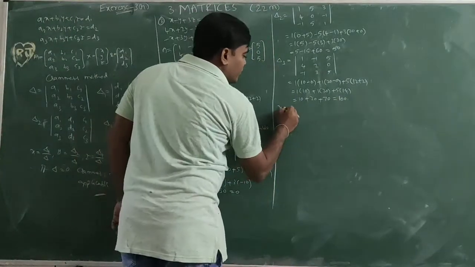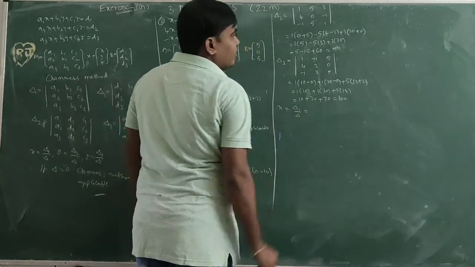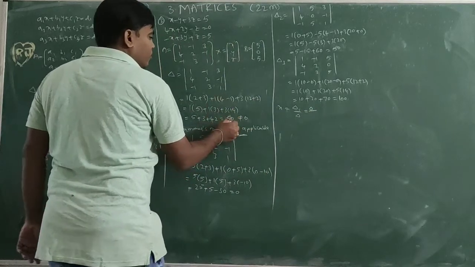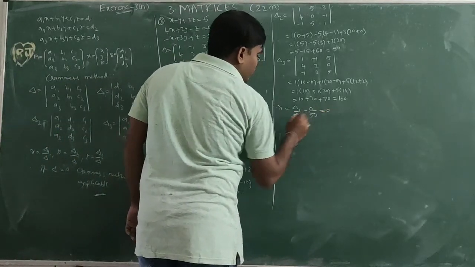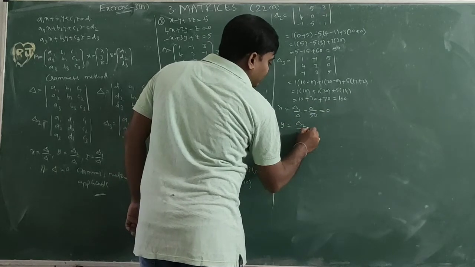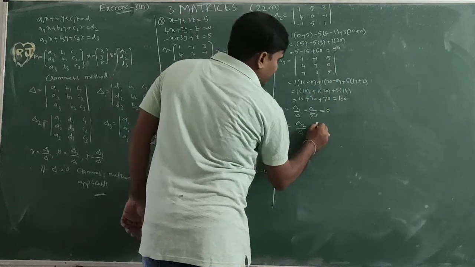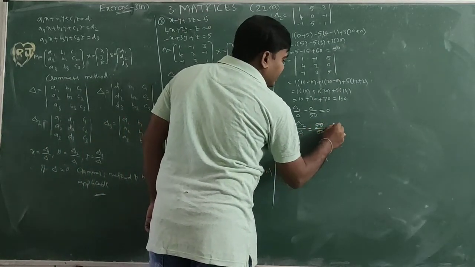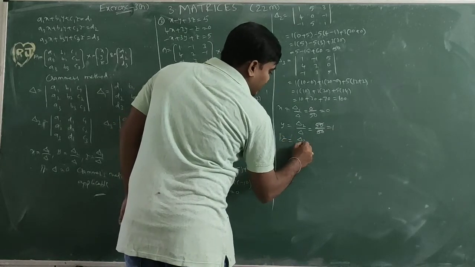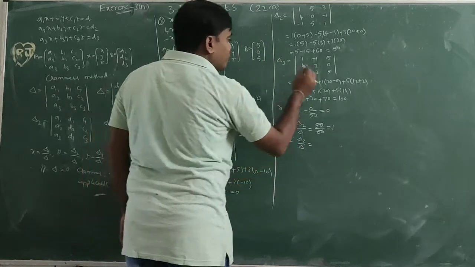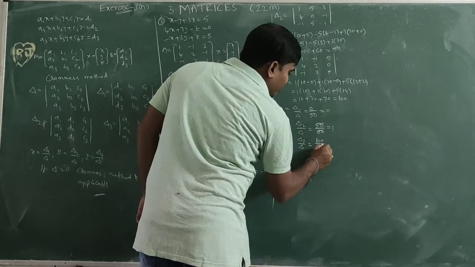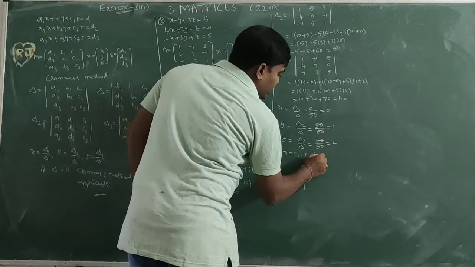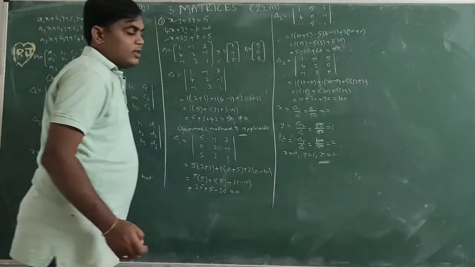So x equal to delta 1 by delta. So delta 1, 0, by delta equal to 50. 0 by 50 equal to 0. Y equal to delta 2 by delta. What is delta 2? 50. What is delta? This is also 50. 50 by 50, getting the answer 1. Z equal to delta 3 by delta. Delta 3 equal to 100. Delta equal to 50. 50 into 1, 50 into 2. So x equal to 0, y equal to 1, z equal to 2. So this is the solution.